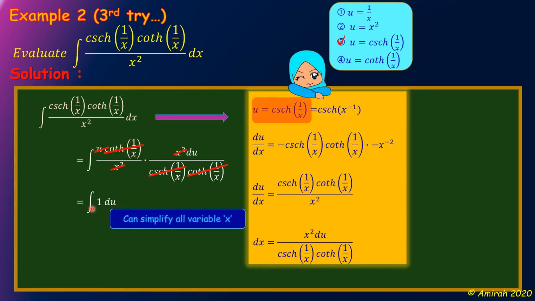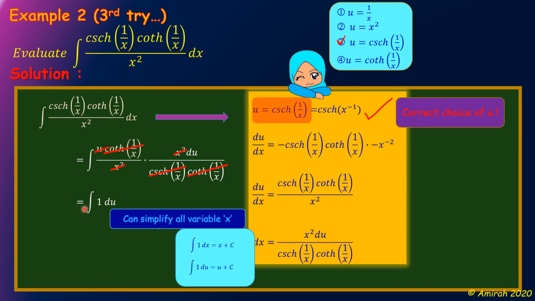And then from this integral, we can simplify all the variable x. No more variable x. Let's say if we have the integral of 1 dx, the answer equals x plus c. Now we have the integral of 1 du, and the answer equals u plus c. So now we have an appropriate formula to integrate this function, which means that we made a correct choice of u, because we can integrate. So we can proceed with the integral. When we integrate 1 du, the answer equals u plus c.